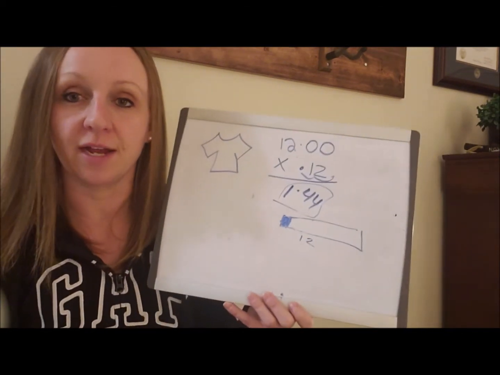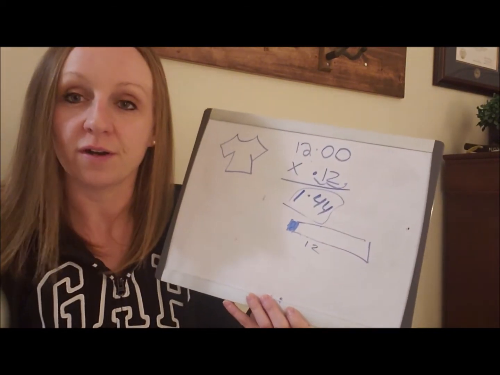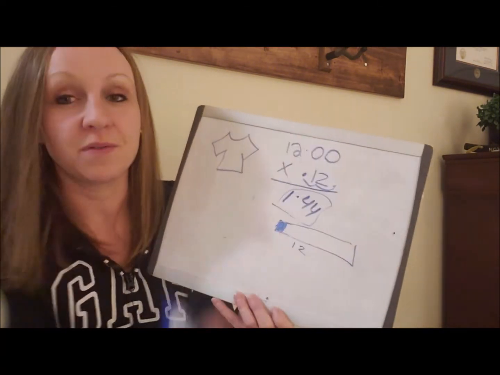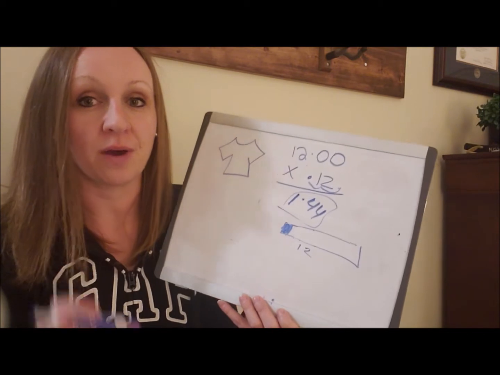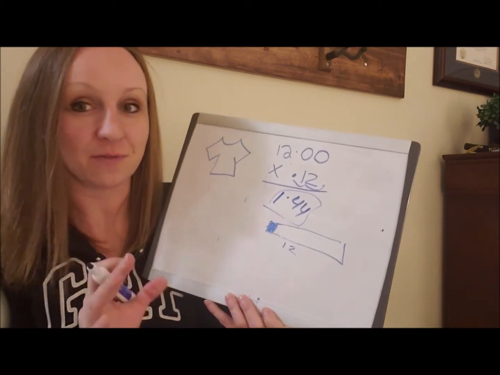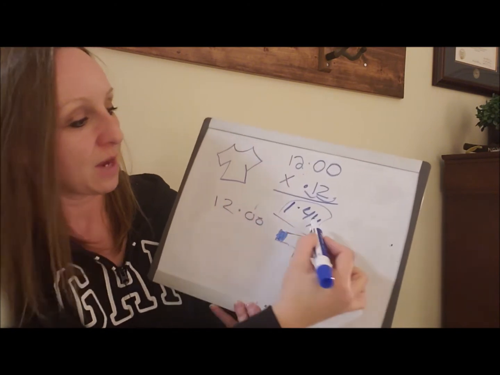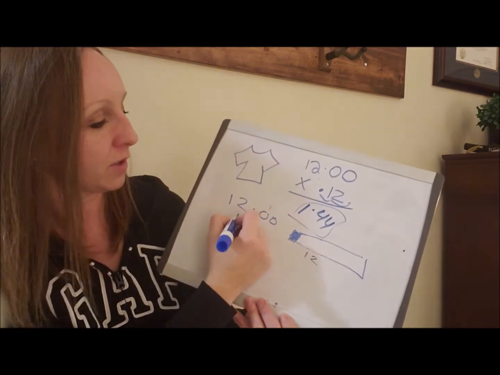If I go up to the till and I hand them $1.44, the cashier is going to be like, that's awesome, you've paid the tax. But what about the t-shirt? So now I'm going to show you how to add it together to find out the total. We're going to take our total of $12 and our $1.44 and write it down.